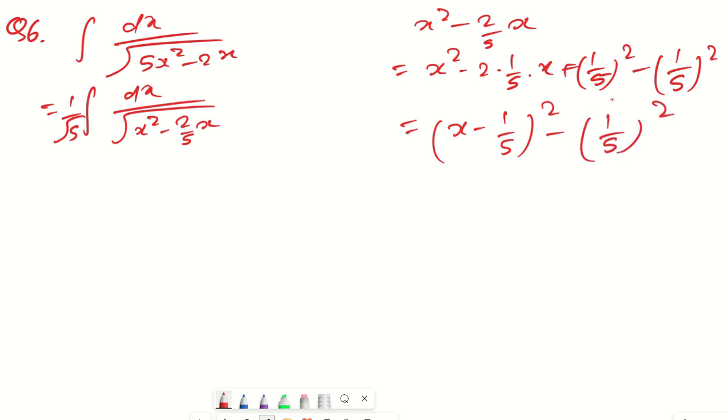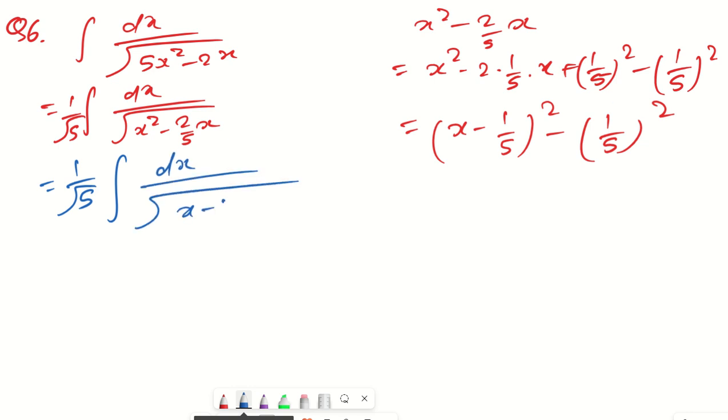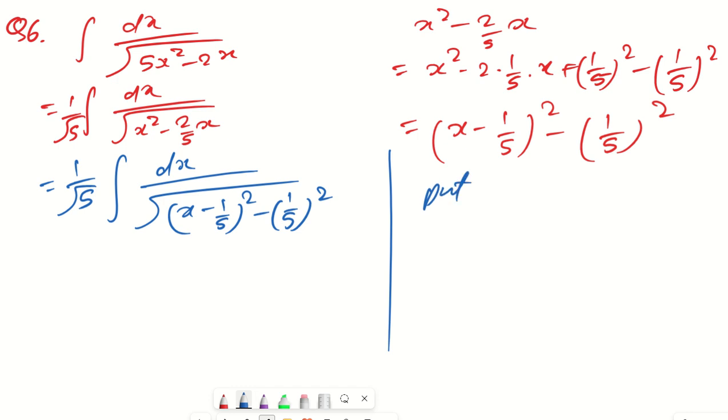So by replacing this, we are going to get our integration as 1 by square root of 5 integration of dx by square root of how much? x minus 1 by 5 whole square minus 1 by 5 whole square. Okay. Now what is the process to solve this? It's very easy. By putting x minus 1 by 5 is equal to t, we are going to get dx is equal to dt.